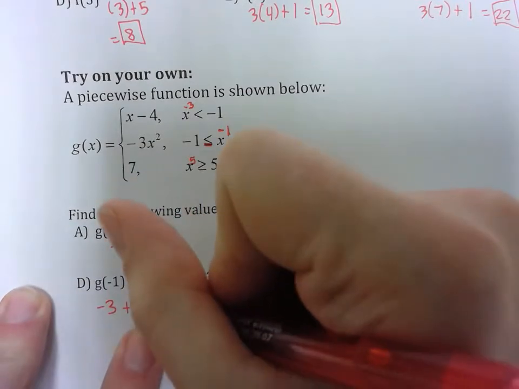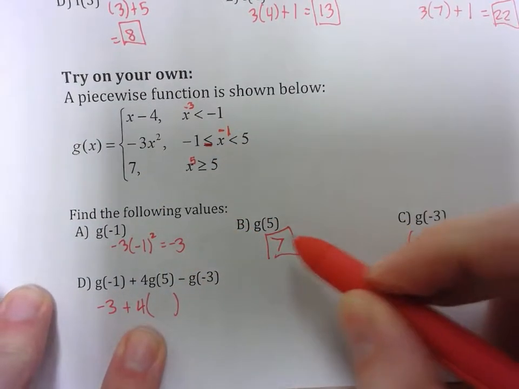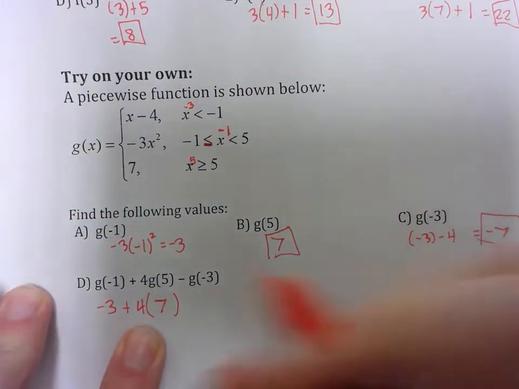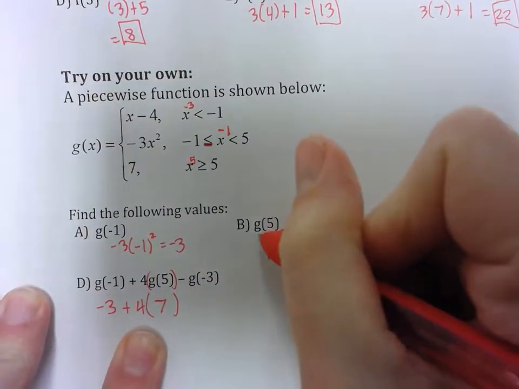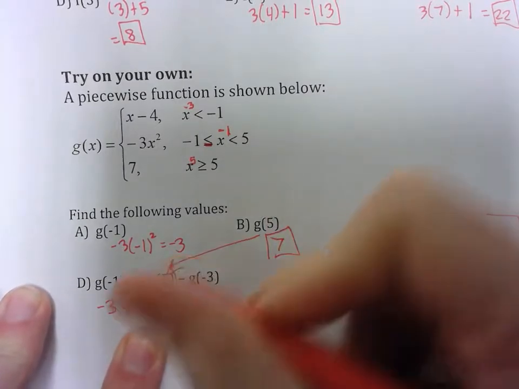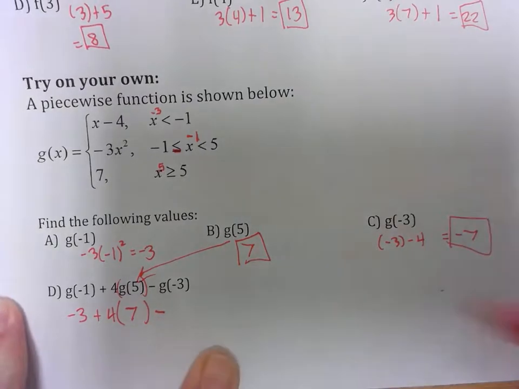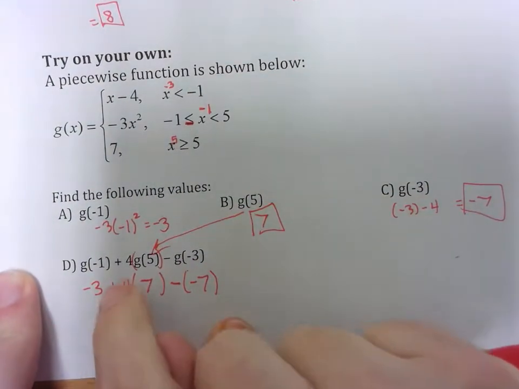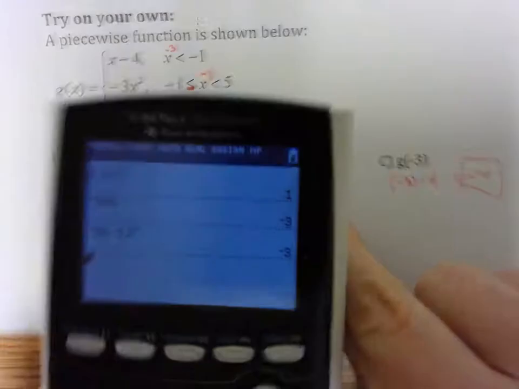This 4 is going to multiply with the g of 5. We got 7 for g of 5. You understand? This is 4 times that number that we got for g of 5, which is 7. And then we have minus, what is g of -3? -7. Yes, that's a double negative. So minus -7. -3 plus 4 times 7 minus -7.